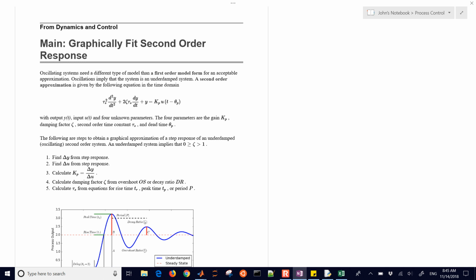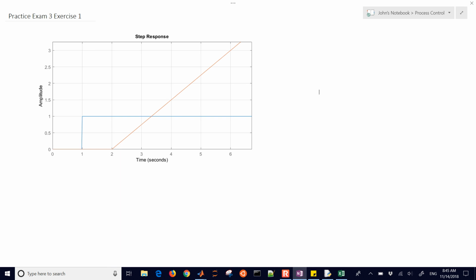I think that's a good part of the review. And then when you come into this practice exam, see how well you can do. And I'll go through the solutions here for the different problems, but try it on your own, see how well you can do just with your note sheet.